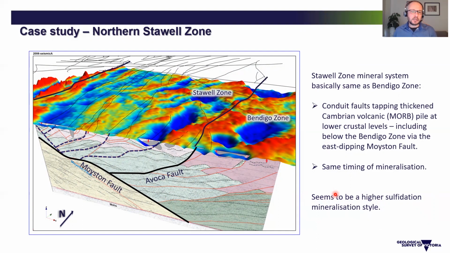So, interestingly enough, the Moyston fault is tapping the very deep crustal levels beneath the Bendigo zone. So presumably the fluids have moved up the Moyston fault and then come off the fault up into the upper crustal positions. And just for reference, the St Arnaud gold mine is located about there. So again, associated with these faults.